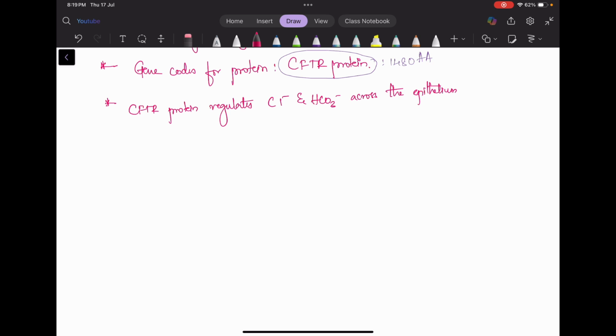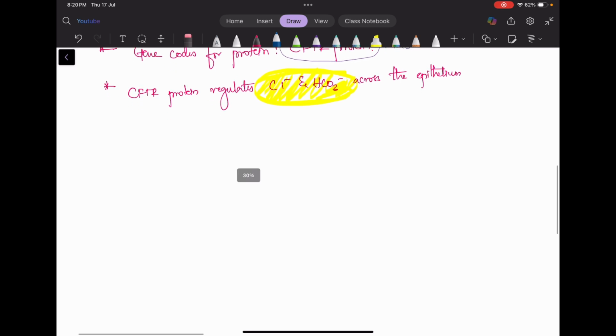So whenever you hear a name like cystic fibrosis, the first thing you have to remember is that it is related to chloride and bicarbonate. Okay, this is the main point you have to remember. If you want to remember cystic fibrosis, you have to remember chloride and bicarbonate ions. The disease runs around this only. You will come to know more about this in the clinical features, which is why I am stressing this point.